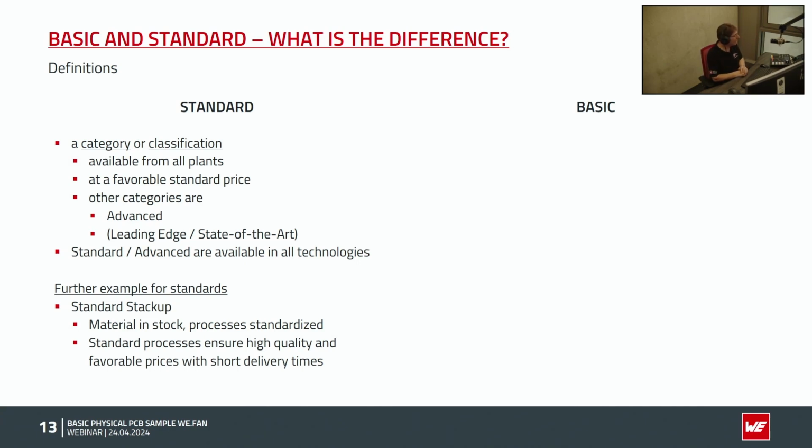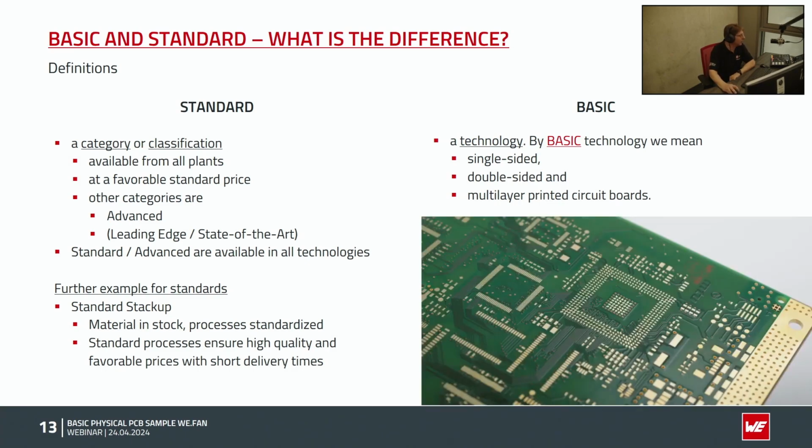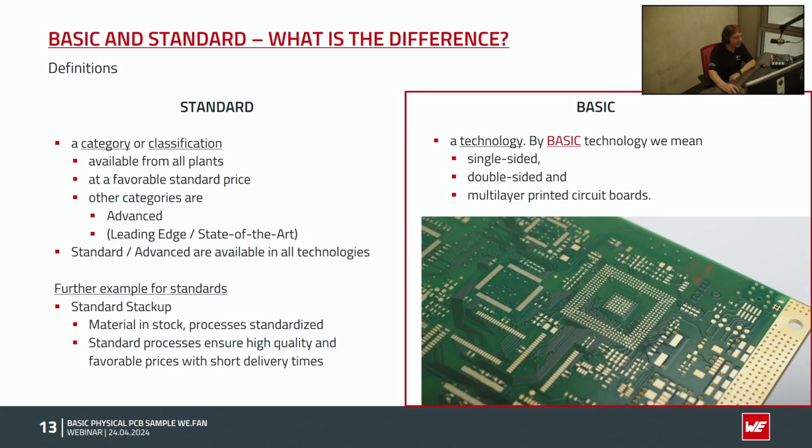Another example for standard is that we provide standard stack-ups. That means we are using standard materials which we have in stock. We have standardized processes which guarantee smart processes with a high quality and at a favorable price. So that's standard in general. Coming to basic, that's now a technology, and by basic we mean single-sided PCBs, double-sided and multi-layer printed circuit boards. So that's what we are caring for today.